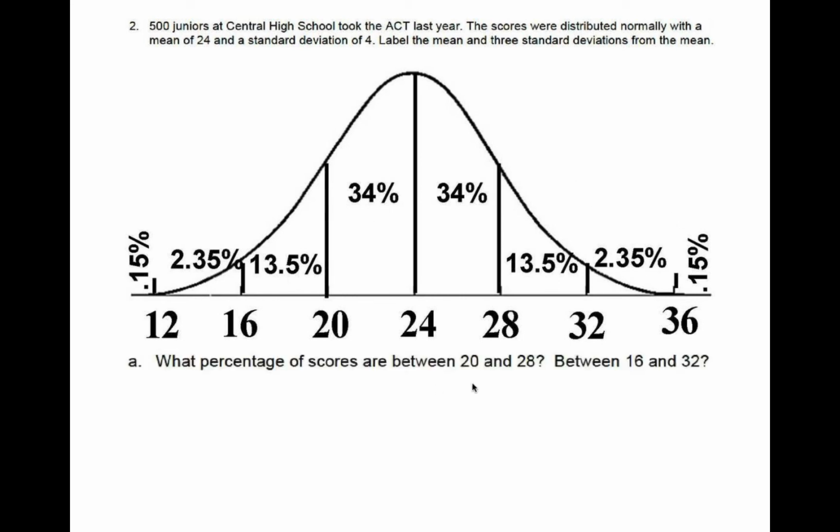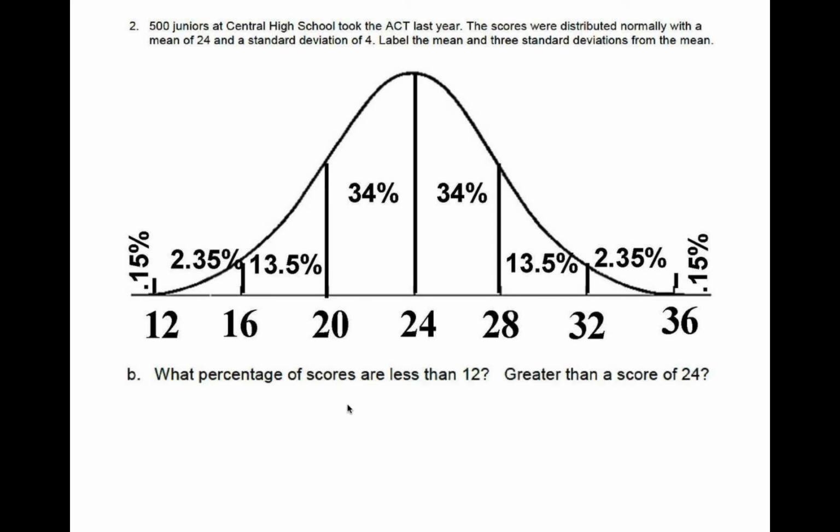All right, for part A, what percentage of scores are between 20 and 28? You should be getting 68%. Between 16 and 32, you should be getting 95%. That's 2 standard deviations. What percentage of scores are less than 12? You should be getting 0.15%. Greater than a score of 24? You should be getting 50%. That's the mean. Greater than the mean is 50%.